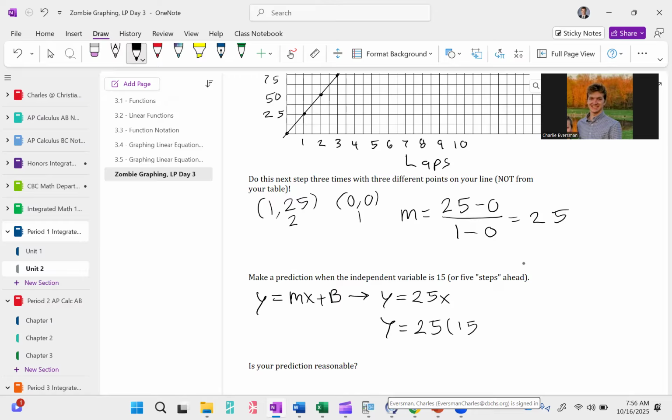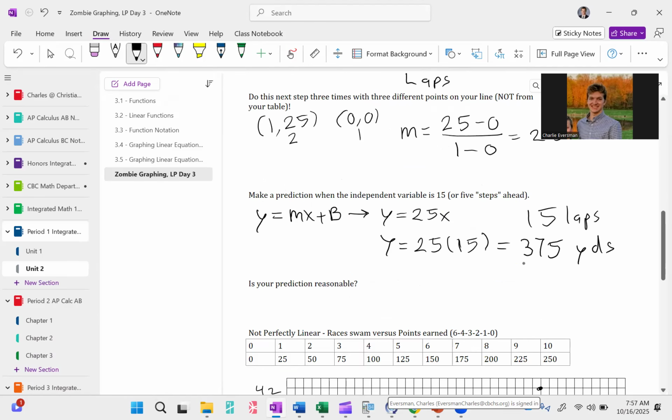25 times 15. And maybe I should have thought about this before I came up with this example, right? But I think I've got this in my mind. Let's see, that's going to be 375. This would be the number of yards that I swim if I had 15 laps. I would have swam 375. So that is what my prediction means. That's good. Is my prediction reasonable? Yeah, for sure. My prediction is reasonable. That does make sense. Like this kind of fits the expectations here, right? If I swim 1 lap, I'll go 25 yards. So then 15 laps, it'll give me 375.